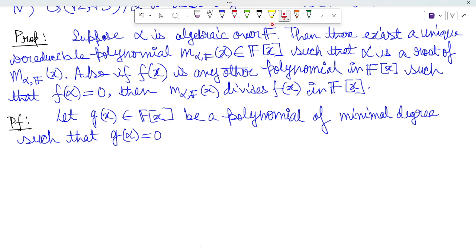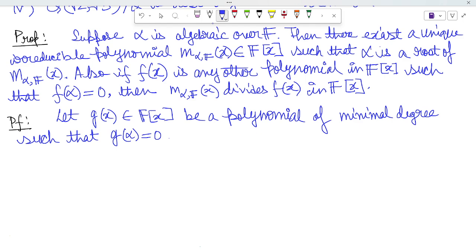So obviously g(x) satisfies some polynomial. If there is no smaller minimal degree polynomial, then g itself will be minimal. So one polynomial is guaranteed. g(x) will be there because alpha is algebraic, such that g(alpha) is 0.